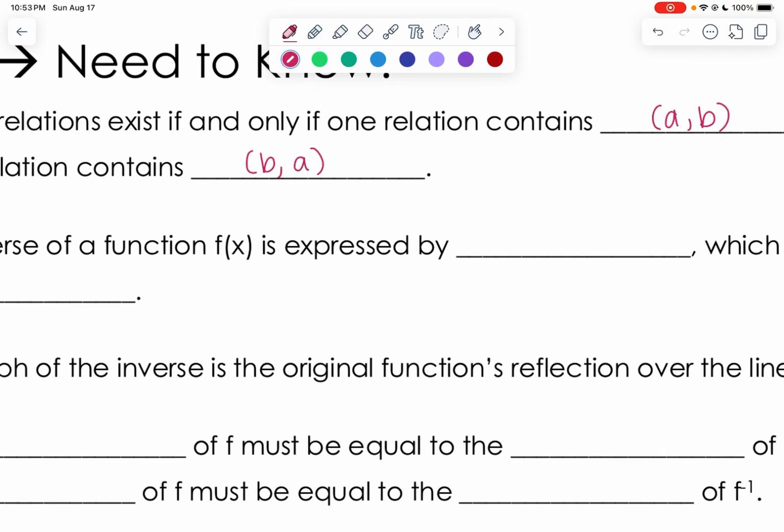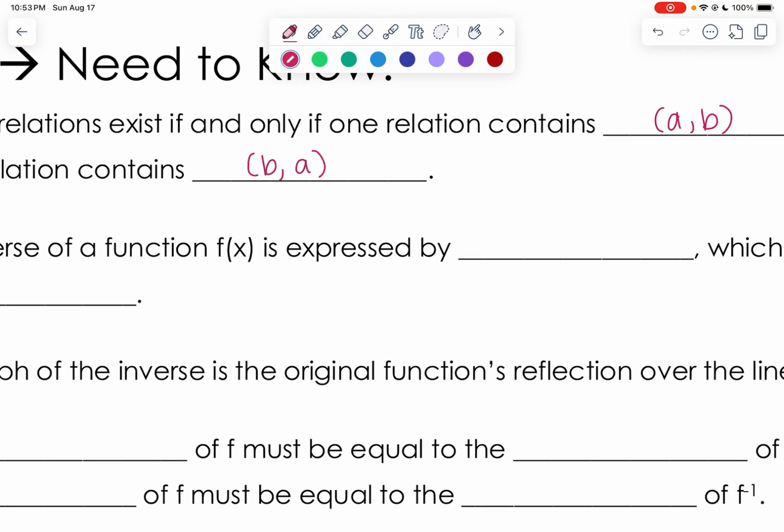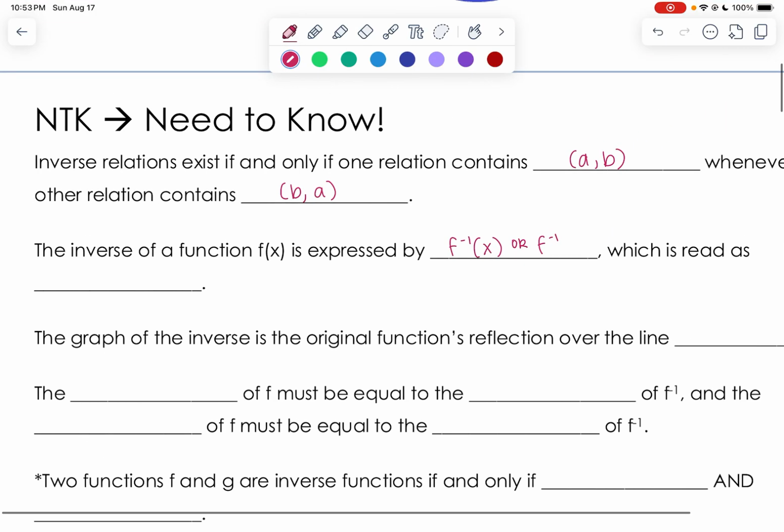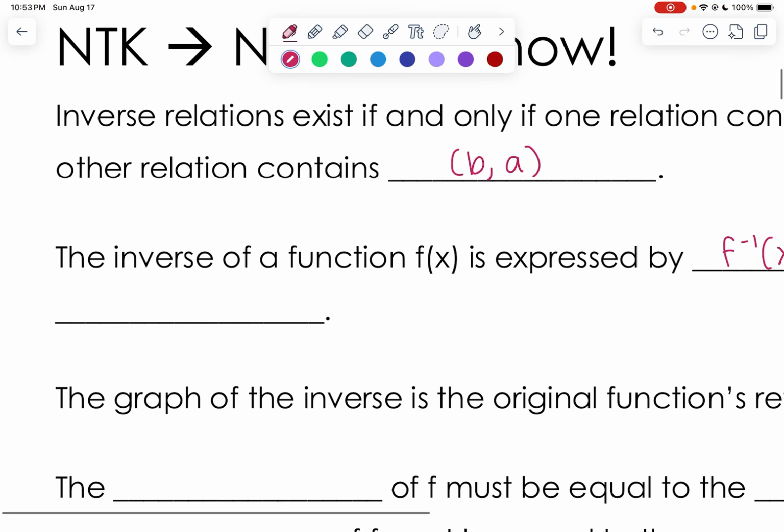Now, the inverse of a function f of x is expressed with this notation, and that's f to the negative 1 of x. Or sometimes you'll just see f to the negative 1. Now, we don't read it like f to the negative 1. We read it as f inverse, or you could say the inverse of f of x.